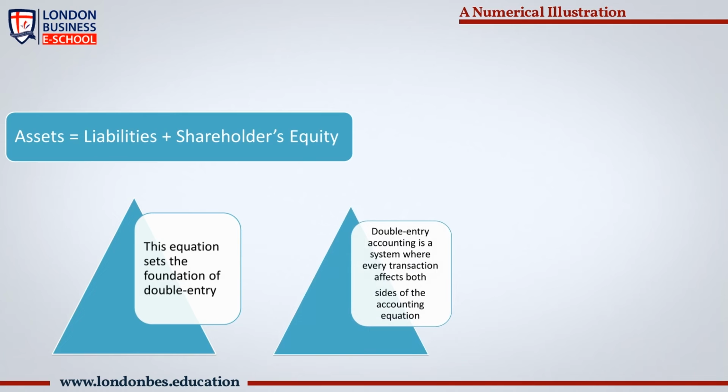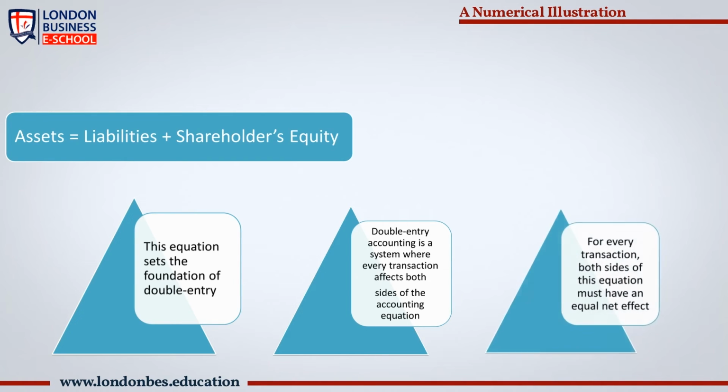Double-entry accounting is a system where every transaction affects both sides of the accounting equation. For every change to an asset account, there must be an equal change to a related liability or shareholders' equity account. It is important to keep the accounting equation in mind when performing journal entries. For every transaction, both sides of this equation must have an equal net effect. Below are some examples of transactions and how they affect the accounting equation.